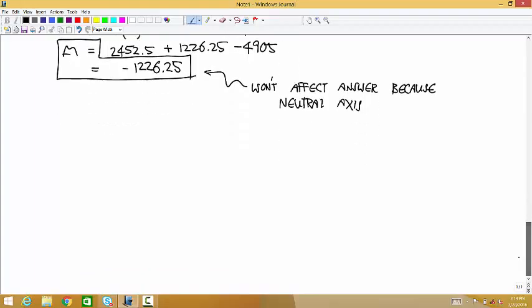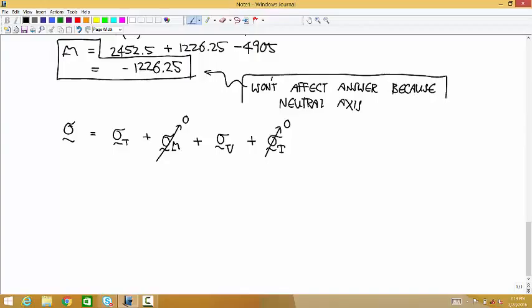Okay, so now we can go on to calculating the stress, and the stress tensor is equal to the stress due to tension plus the stress due to the bending moment plus the stress due to the shear force plus the stress due to torsion that we haven't talked about yet. This is 0. This one's 0 because of the neutral axis. And so we just have to deal with these two, the tension and the shear force.